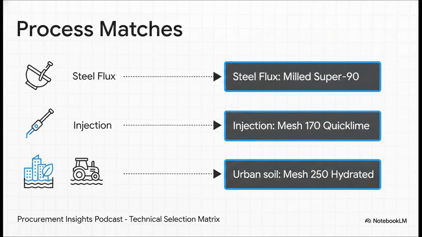Now, for treating really wet soils, the coarse mesh 70 quicklime brings all that heat and drying power we talked about earlier. But if you're doing urban soil work where caustic dust drifting away is a major hazard, you've got to switch to the highly stable Mesh 250 hydrated lime.